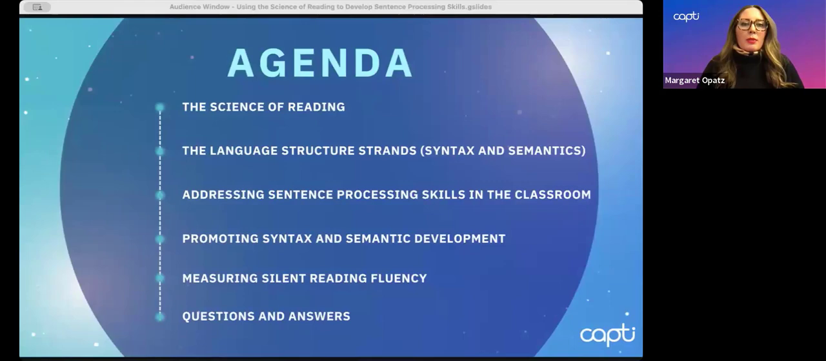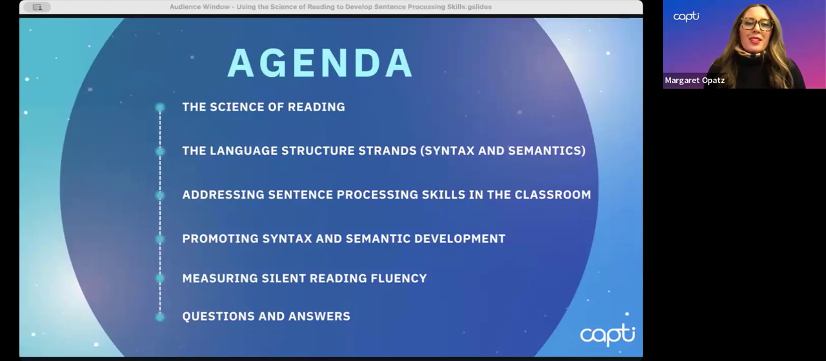And then we'll talk a little bit more in depth about the language structure strands that we're pulling from Scarborough's reading rope, which is based in the science of reading and is something that you've probably seen if you've done any type of reading or attended other webinars based on the science of reading. And then we're going to take you through some activities about how we can really address sentence processing skills in the classroom. I'll show you some examples, and then we'll definitely have some resources for you.